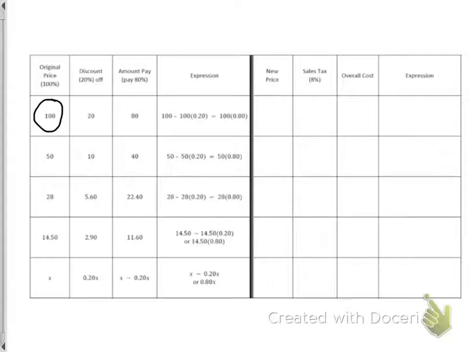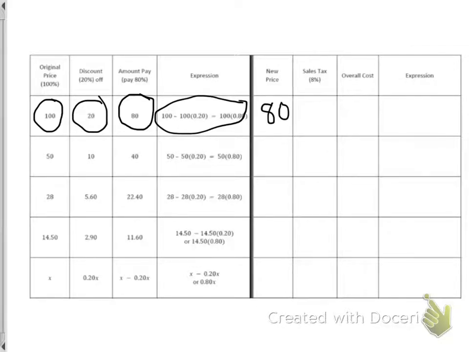This is actually the same chart, just extended, that we started this part of the lesson with. Remember, we had our $100 price. It was discounted by $20. We have an amount to pay. 80% of that $100 is $80. Here is our expression. We've done all this already, and this is all on your chart already. Now, our new price over here is going to be 80. We're just going to extend this over to here. Our new price is 80. Now we're going to apply a sales tax of 8%.